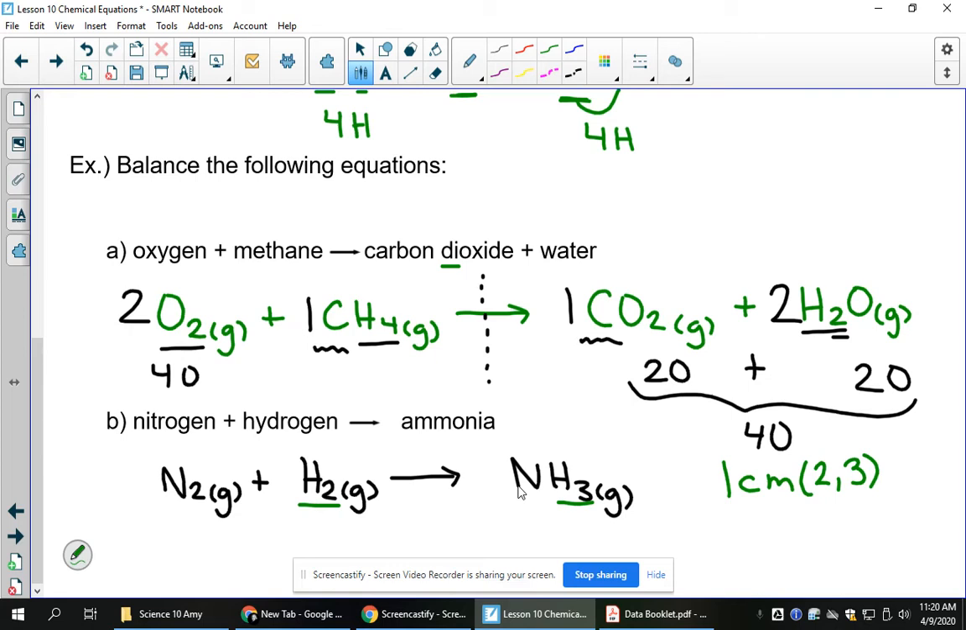On the left side, 3 times 2 is 6. On this side, 2 times 3 is 6. So I now have 6 hydrogen on each side. The next spot I look is anything that also got changed, like this nitrogen also got changed when I put the 2 in front. Now there's 2 nitrogens on the product side, and there's actually already 2 on the reactant side. So this is now balanced.